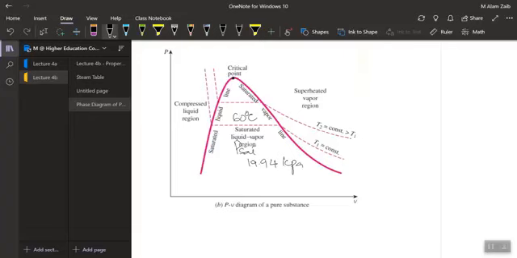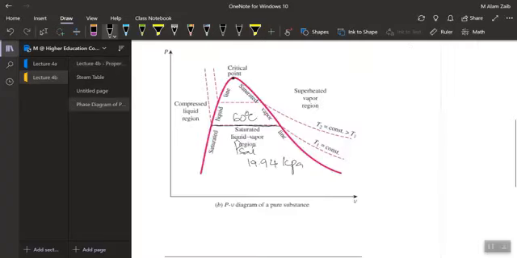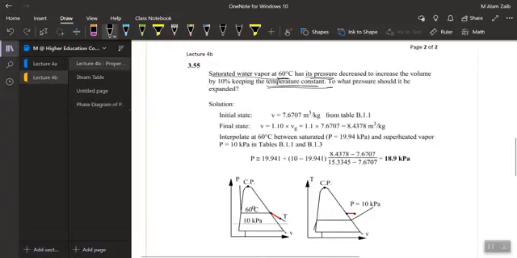You say the pressure is reduced. Inside the vapor dome, we have saturation, but inside the vapor dome we cannot reduce the pressure while keeping the temperature constant. So if we want to reduce the pressure, we have to go through the superheated region, and then the pressure will be reduced. Till what? It would be reduced until the volume is increased by 10%.